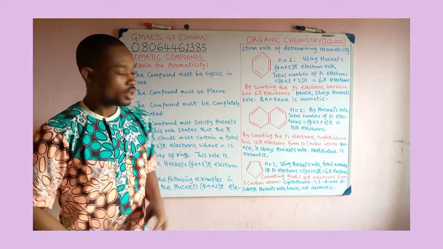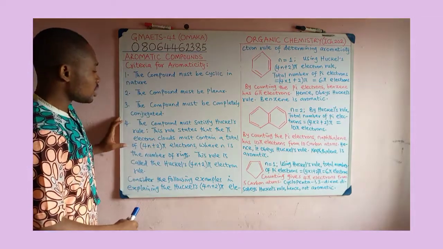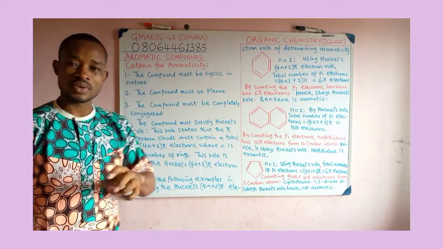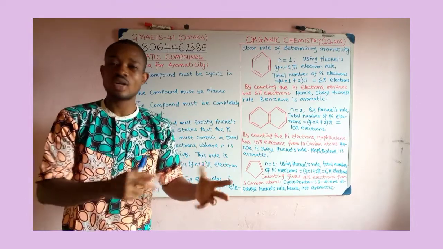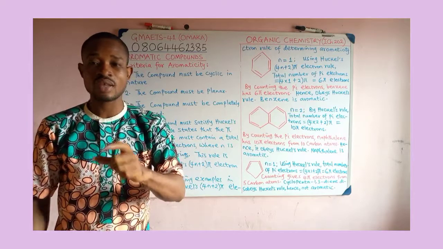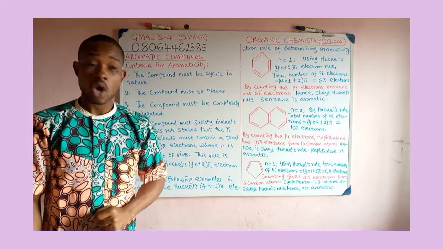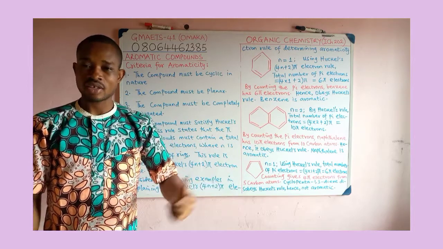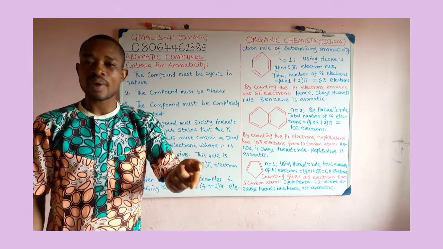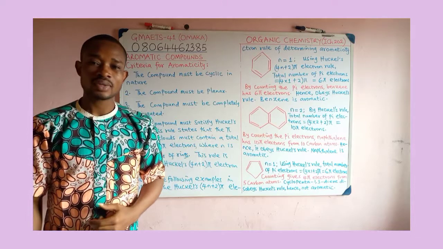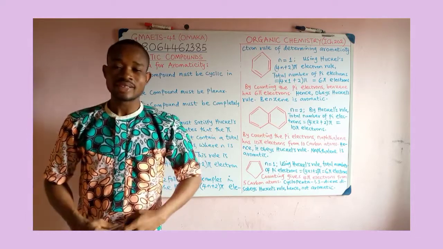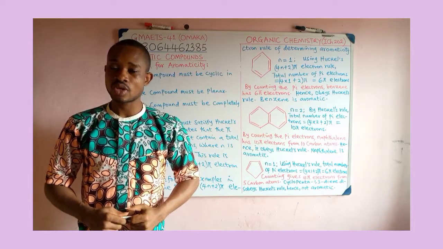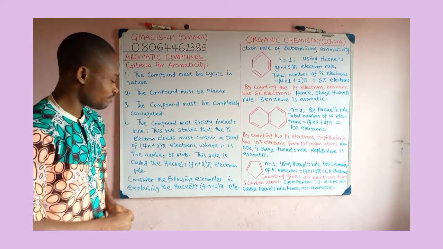Compound. So the fourth one is that the compound must satisfy Huckel's rule. Huckel's rule helps us to determine or calculate the number of pi electrons in an aromatic compound, or in a compound generally. Once you have a double bond or a triple bond in a compound, then that compound must contain what? Pi electrons. That we studied under hybridization of organic molecules.